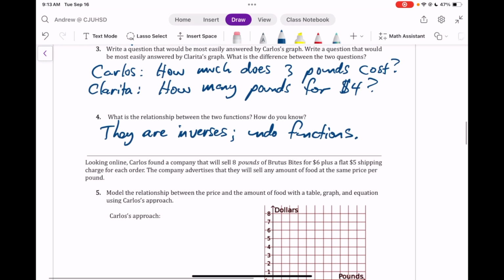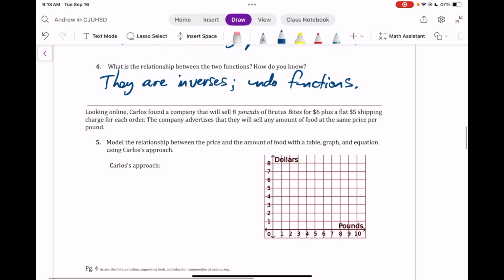Now looking online, Carlos found a company that will sell 8 pounds of Brutus Bites for $6, plus a flat $5 shipping charge for each order. And the company advertises they'll sell any amount of food at the same price per pound. So let's model this relationship. Again, we're going to use a table and then go to the graph. So if you notice, for him, pounds is on the X, so pounds will lead us off, and dollars is on the Y.